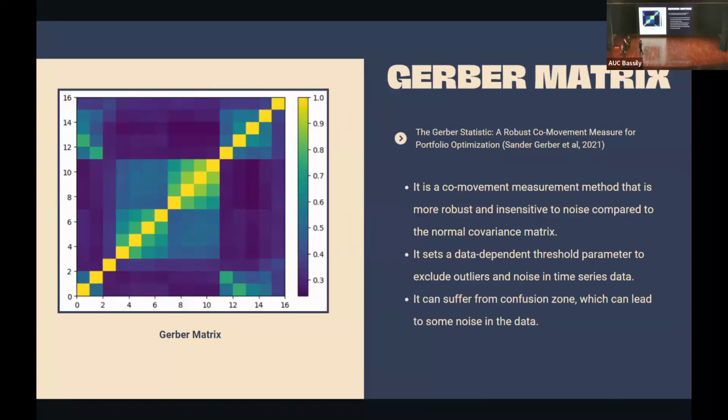As we can see here in the graph, the Gerber matrix shows the correlation between two assets. The more correlated they are, the lighter the color, and the less correlated, the darker. We can see that along the diagonal, it's very bright because that's the correlation between the asset itself to itself. And it clusters the lighter assets, the more correlated assets together, and thus produces this Gerber matrix.